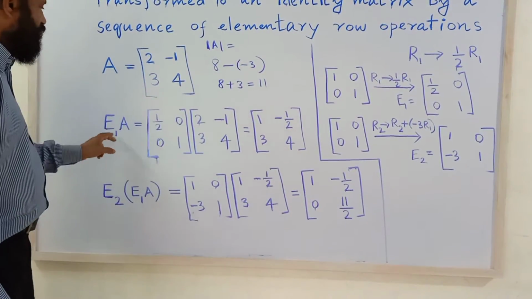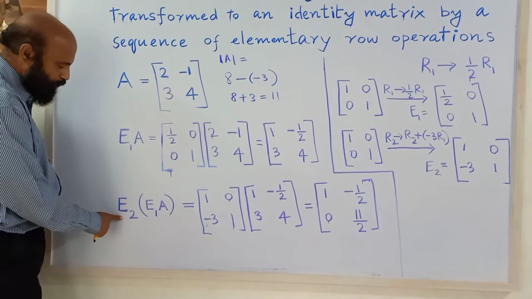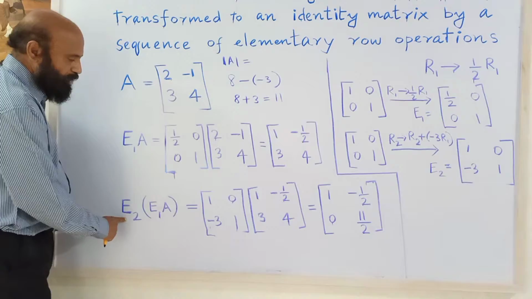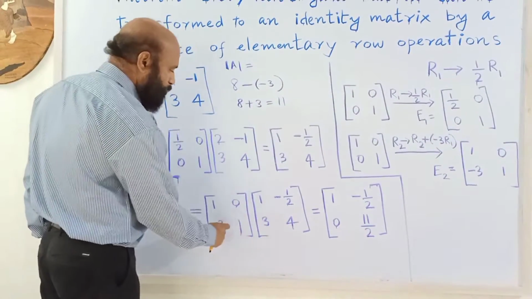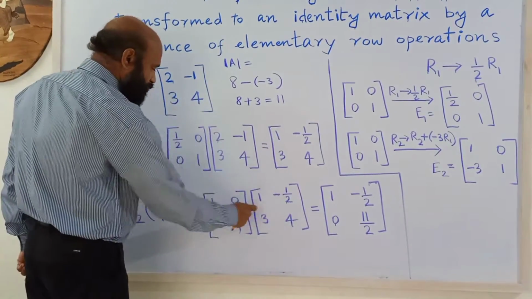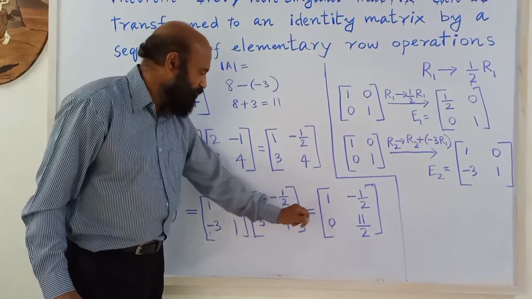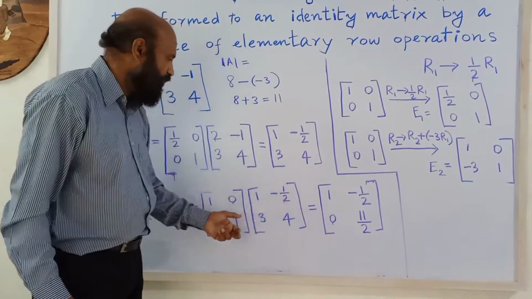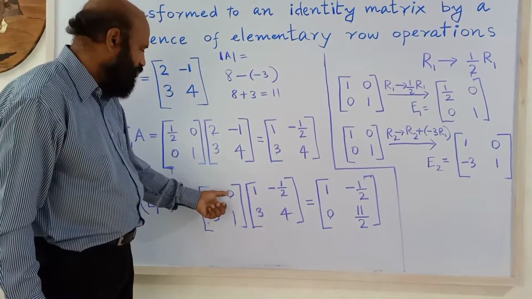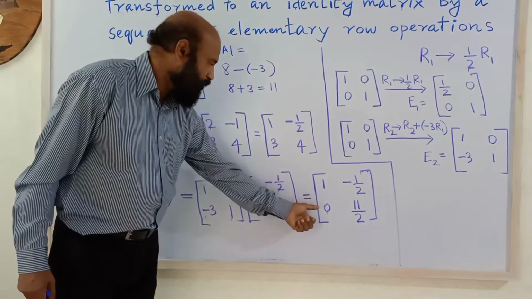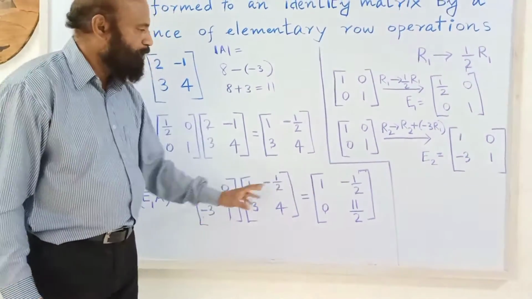Then this E1A, this matrix, is to be pre-multiplied by E2. So E2 is an elementary matrix. So now you multiply these two matrices. This is E1A, then this is E2. If you multiply these two matrices, you will get like this. 1 into 1, 1 plus 0 into 0, 0. So this will be 1. Like that you complete this multiplication.